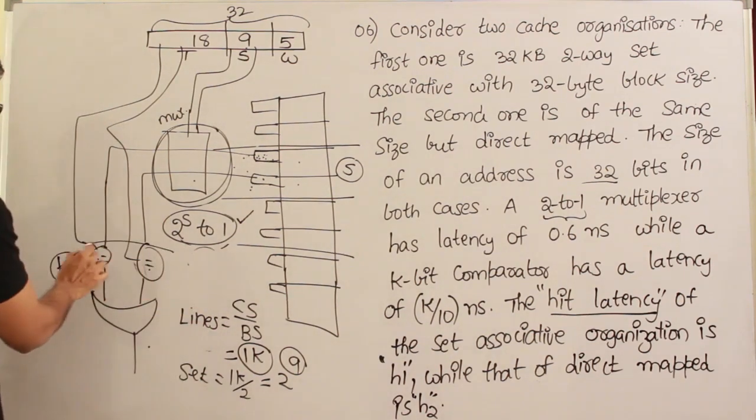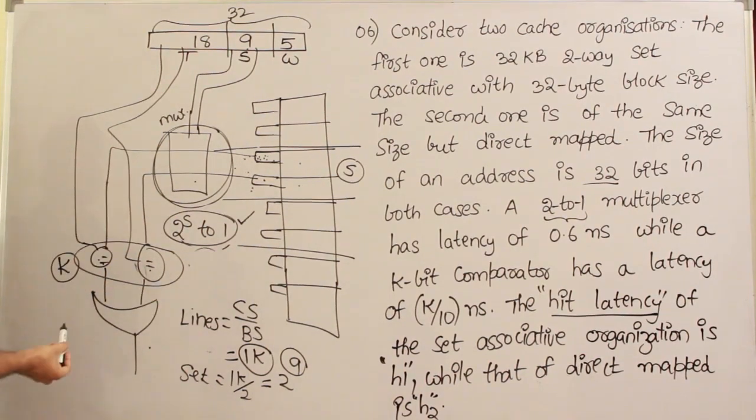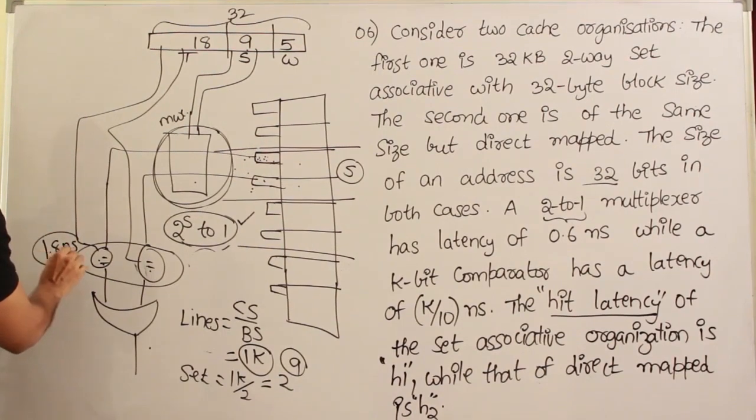So what is the delay because of the comparator here? K by 10. What is K here? 18. So it is 1.8 nanoseconds is the delay for the comparison.